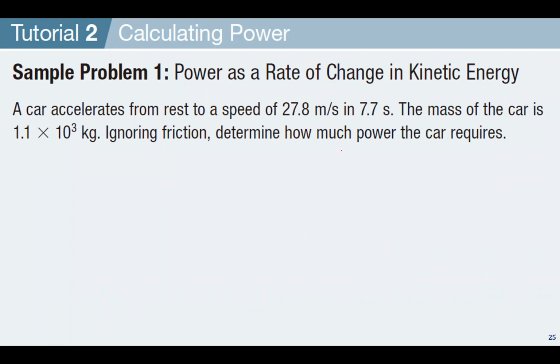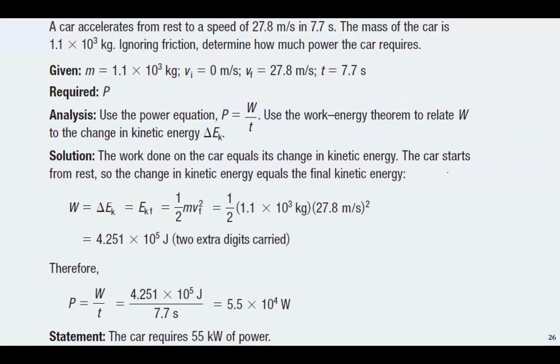All right, have you finished? Okay, let's have a look at the solution together. So we can use the power equation, P equals W over t, right? And use the work energy theorem to relate W to the change in kinetic energy, delta EK. The work done on the car equals its change in kinetic energy. The car starts from rest, so the change in kinetic energy equals the final kinetic energy.